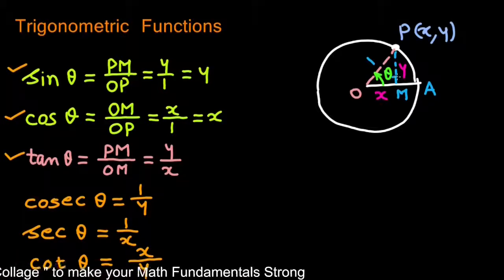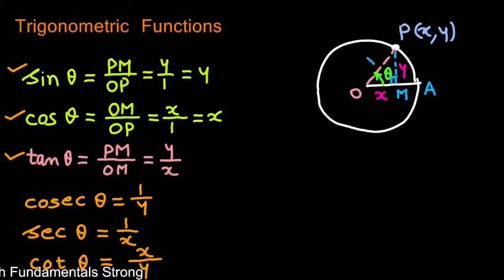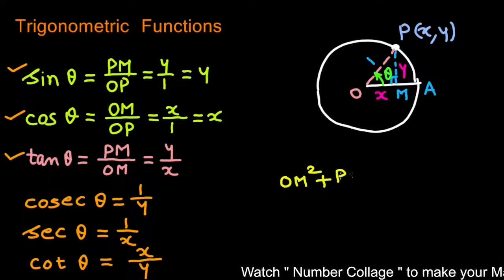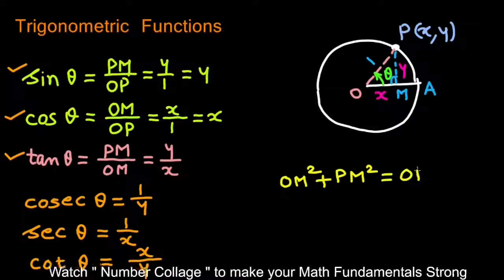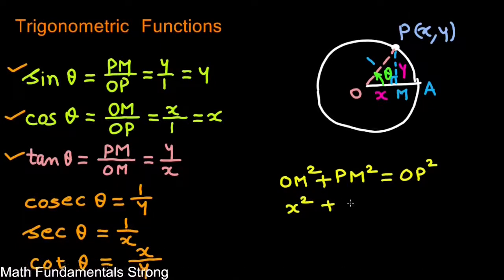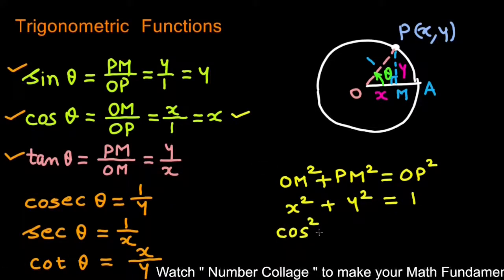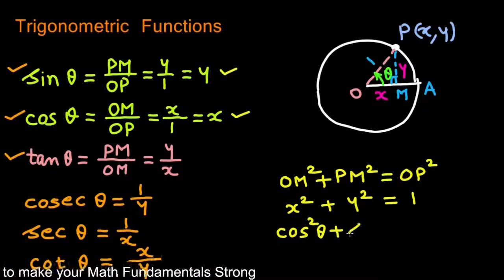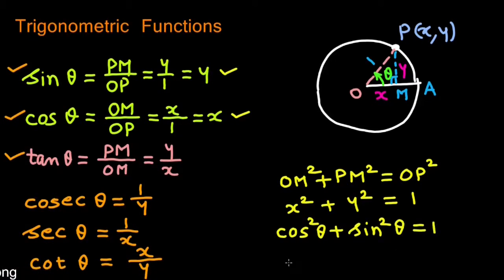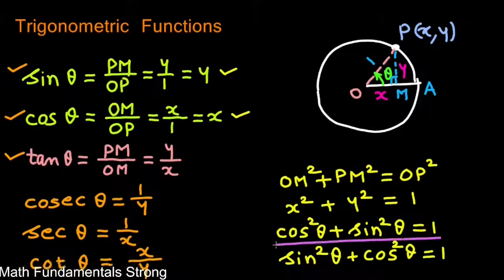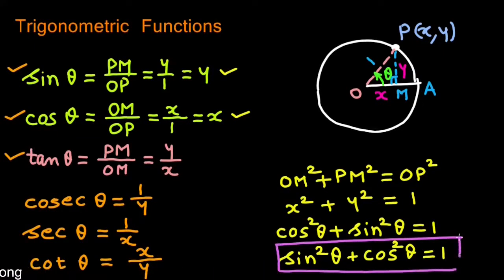Now in the right triangle OMP, by applying Pythagoras theorem, we write OM square plus PM square equals OP square, which is x square plus y square equals 1 square, that is 1. But x is cos theta and y is sin theta, so cos square theta plus sin square theta equals 1. So this is the first identity that we get, sin square theta plus cos square theta equals 1. We will block this identity for ready reference.